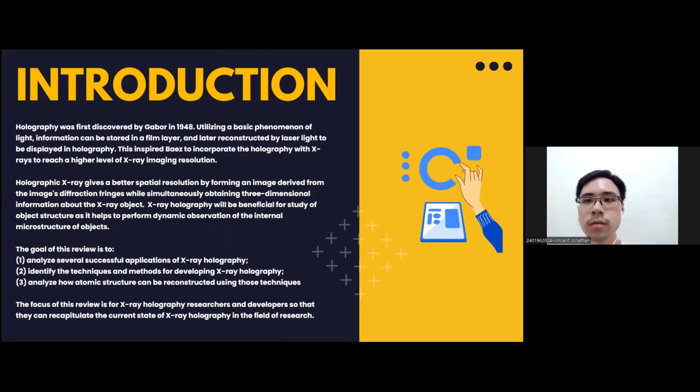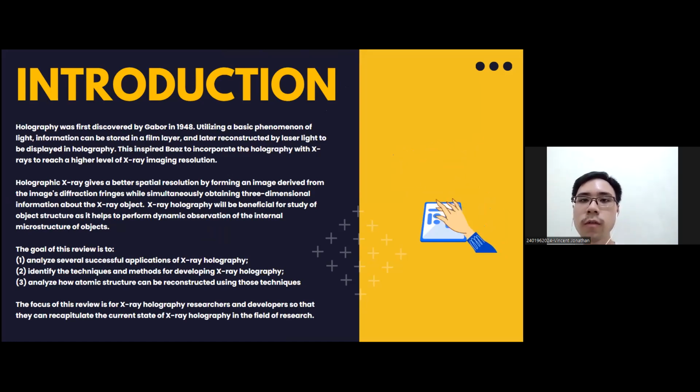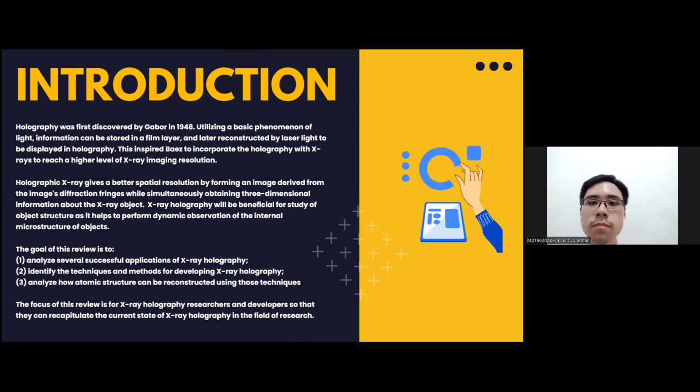Introduction. The beginning part of the introduction is how holography was discovered by Gabor, and after it, we expand the works of holography in the next paragraph. After it, in the next paragraph, we also expand on X-ray holography and its advantages. In the last part of the introduction, we expand on the goal and our focus in writing this paper.